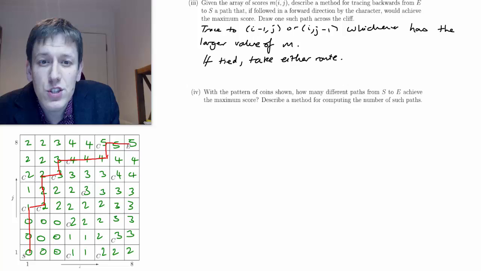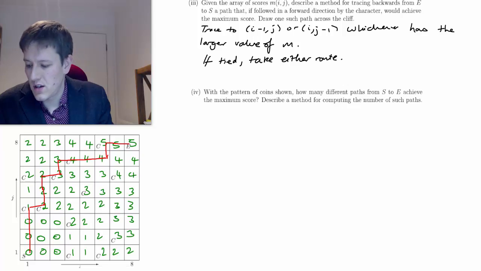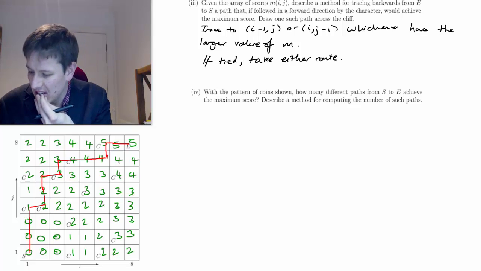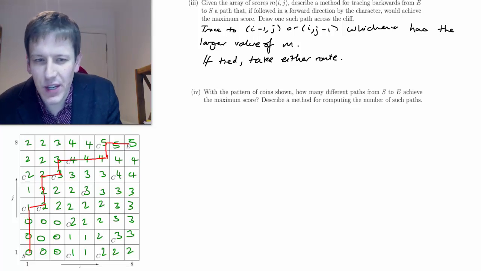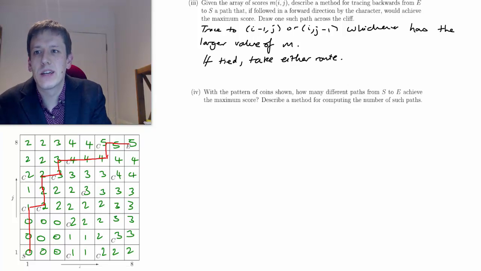So with the pattern of coins shown, how many different paths from S to E achieve the maximum score? And can we describe a method for computing the number of such paths? Now, how can I do this without making a mess of my diagram? I might have to redraw something here, but there's a couple of ways of thinking about this.